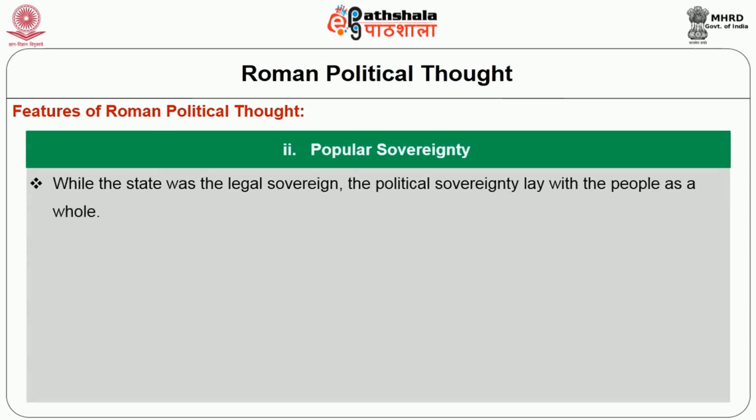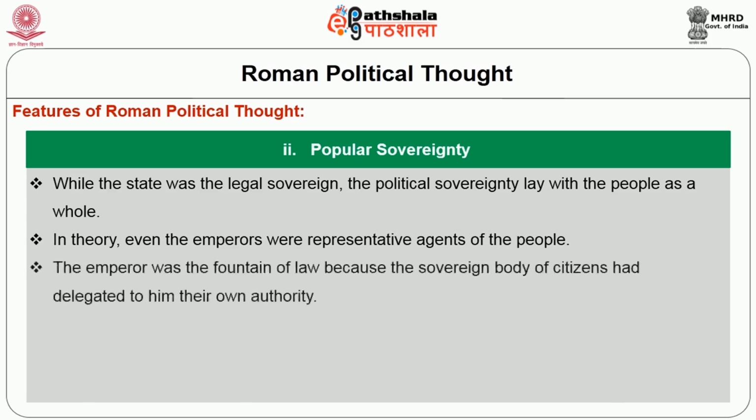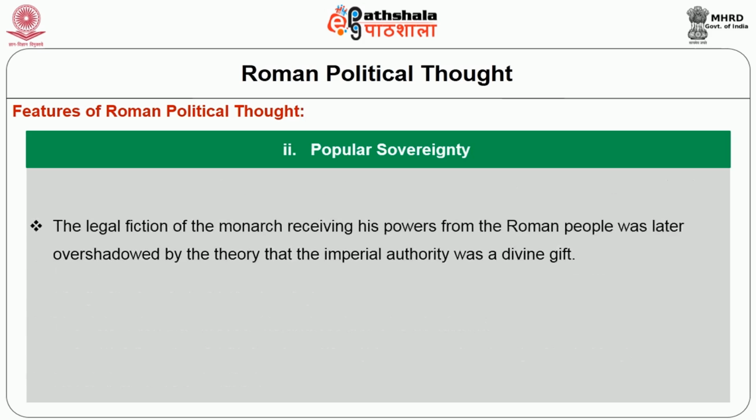Popular sovereignty. While the state was the legal sovereign, political sovereignty lay with the people as a whole. In theory, even the emperors were representative agents of the people. The emperor was the fountain of law because the sovereign body of citizens had delegated to him their own authority. The delegation was irrevocable and could not be withdrawn. There was no redress against the abuse of delegated authority by officials. Revolutions were unjustified. The legal fiction of the monarch receiving his powers from the Roman people was later overshadowed by the theory that imperial authority was a divine gift.